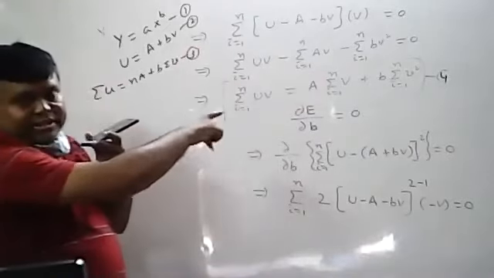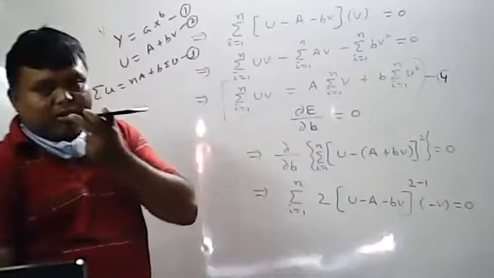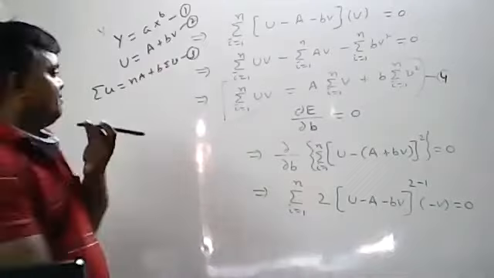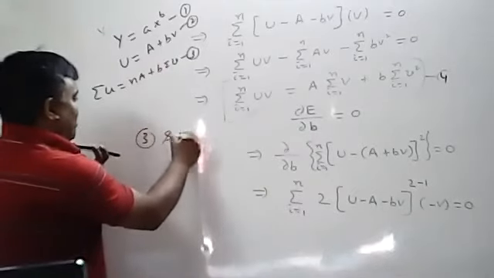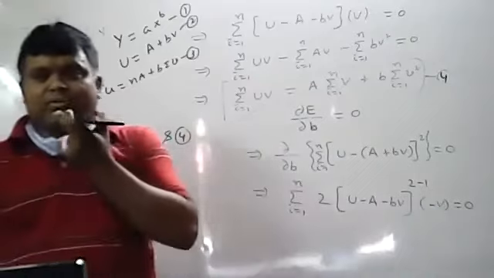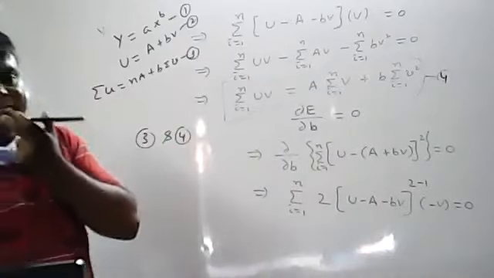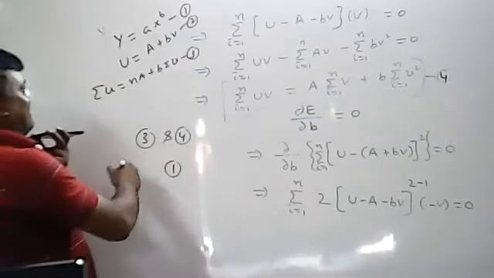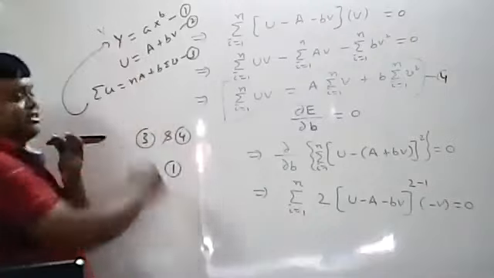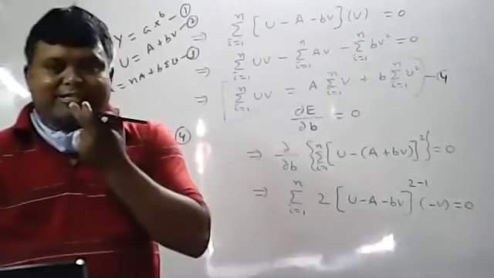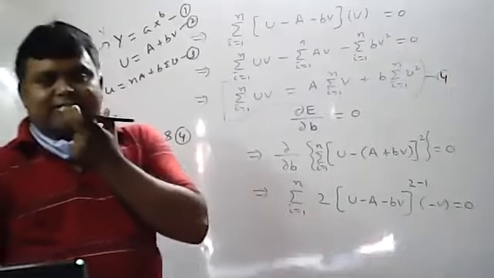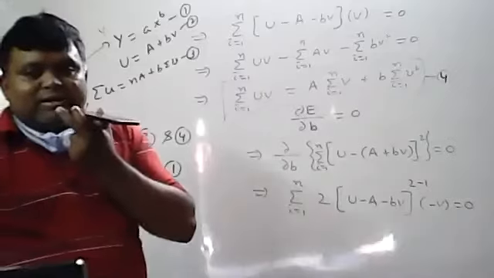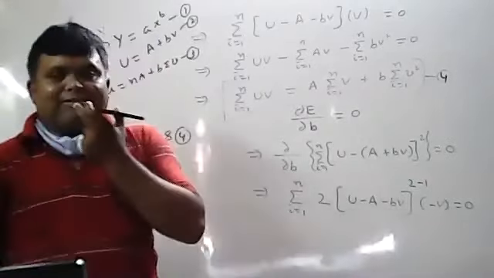So write down: equations 3 and 4 are called normal equations to equation 1. Full stop. After solving these normal equations, we get the estimated values of.